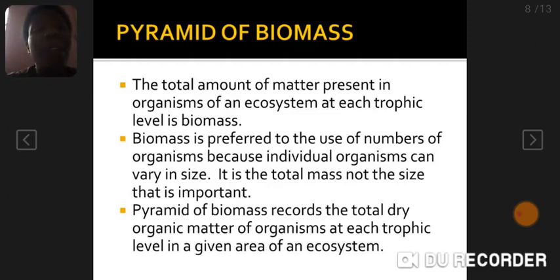Now the biomass is very important because, according to findings, the pyramid of biomass is more important than the pyramid of numbers.